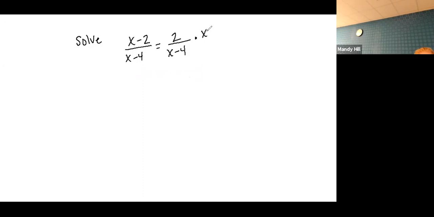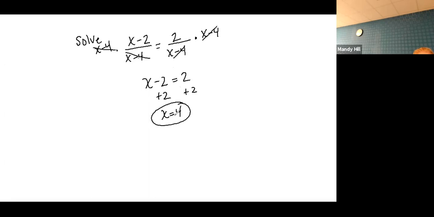So if we multiply both sides of the equal sign by x minus 4, what's going to happen is these x minus 4s are going to cancel out, and we're going to be left with x minus 2 equals 2. And then, so that's really easy. Now that only works because they were the exact same things on the top and the bottom. So I multiplied by x minus 4 because we had 2 x minus 4s on the bottom and got rid of them both at the same time. And that's x equals 4.